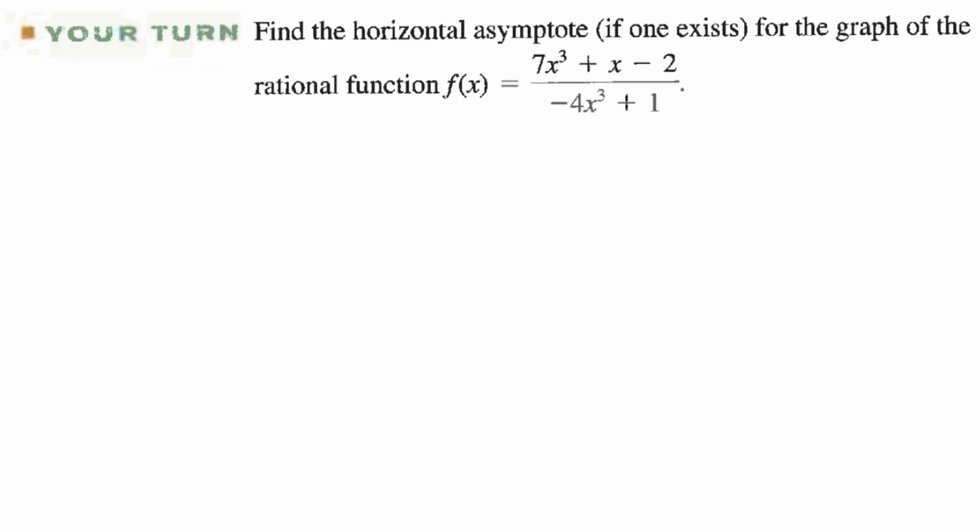Your turn. See if we can find our horizontal asymptote. All right, hopefully you said y equals -7/4, because 3 matches 3, so we divide the 7 over the -4. All right, that'll do it.